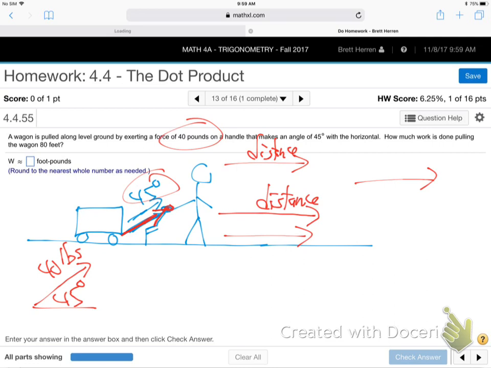So I've got to make that vector into an i, j thing. How do you take 40 pounds at an angle of 45 degrees and make it something i plus something j? That's what I've got to get for that force vector. How much sideways? How much up? How much i? How much j? How do I do that?